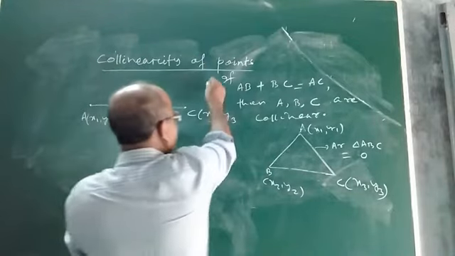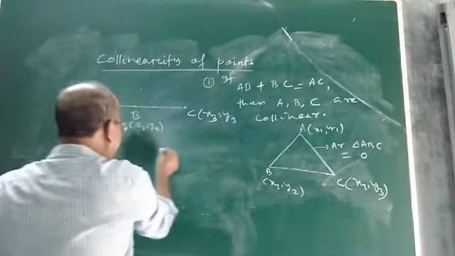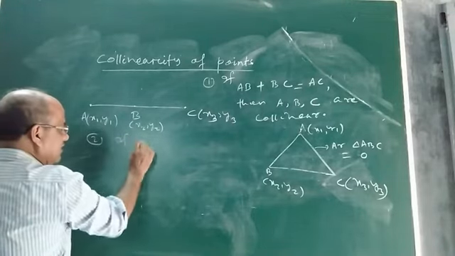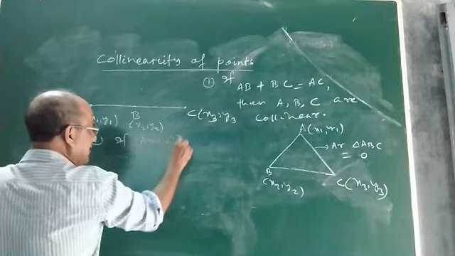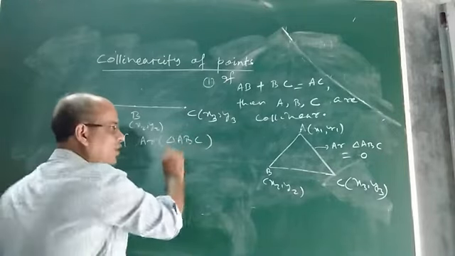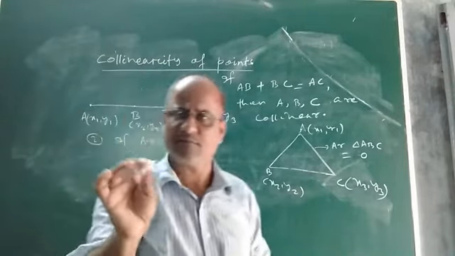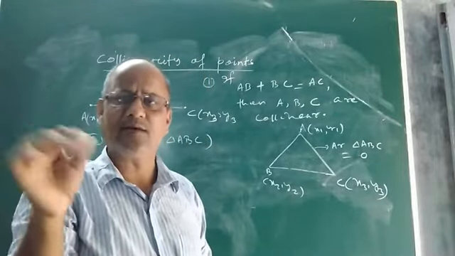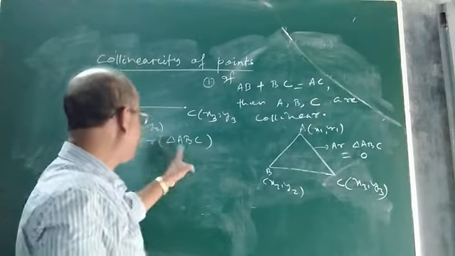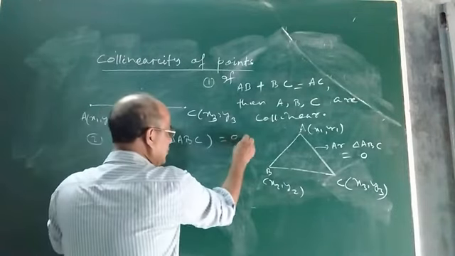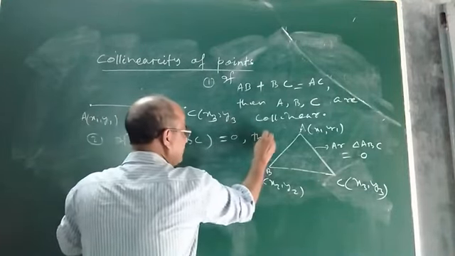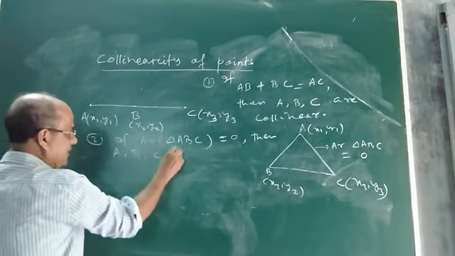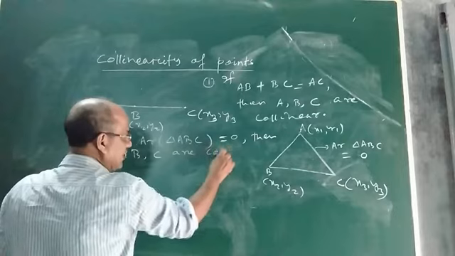So this is the first condition, you remember. And the second condition is, if the area of triangle ABC, not necessarily ABC, you can give any name, you can name the vertices PQR, XYZ, any name, if the area of the triangle ABC is equal to 0, then we say that the vertices A, B and C are collinear.